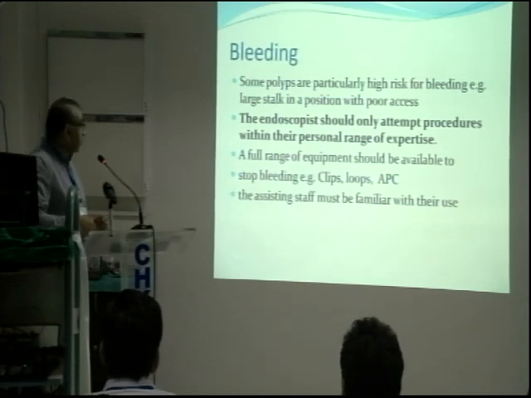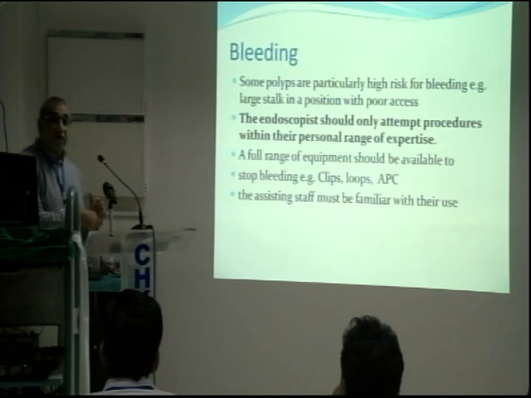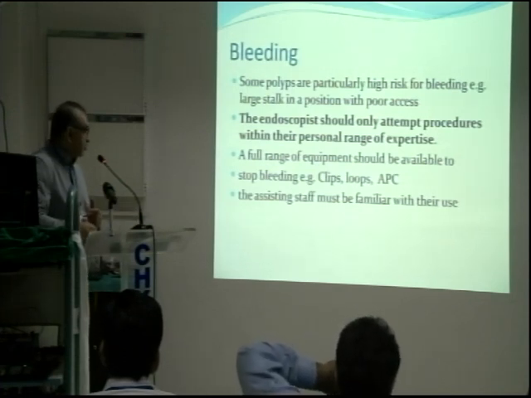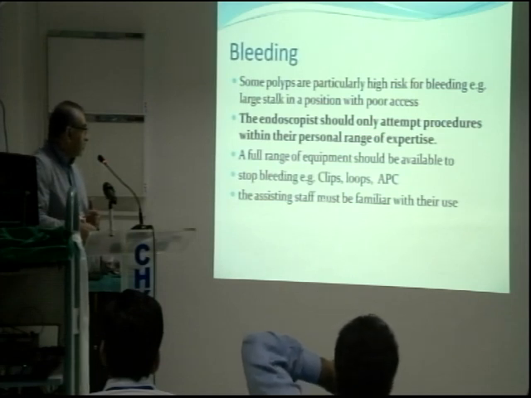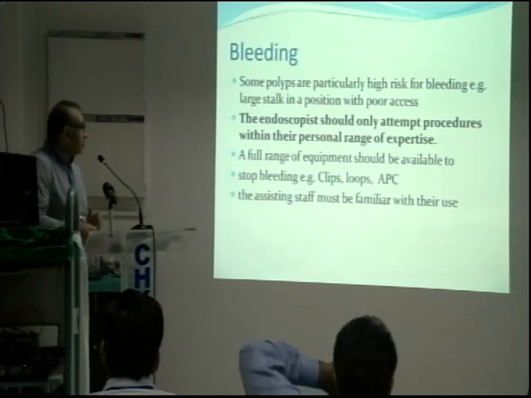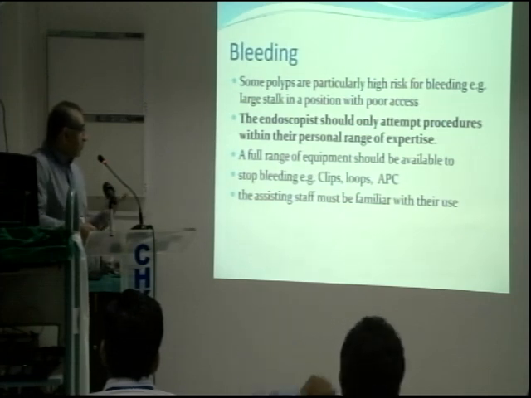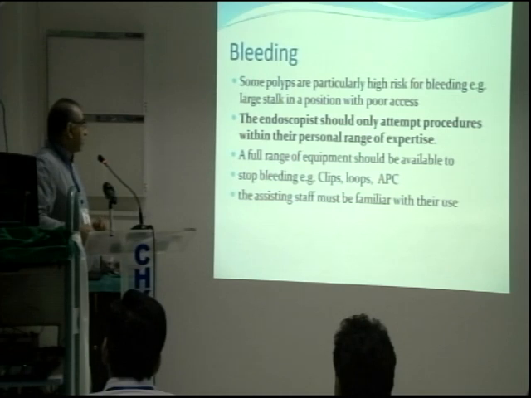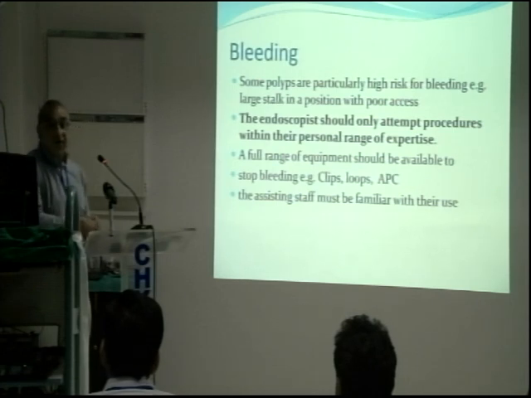And when you carry out any of these procedures, you should have a full armamentarium for dealing with complications. Normally, you should have all these things available: clips, loops, APC, right? So all these modalities. Nowadays, my favorite is the Coag Grasper. These are special forceps which you can use, especially in EMR, to grab blood vessels and cauterize them. And your assisting staff, again, are most important. They should know what they are doing, right?